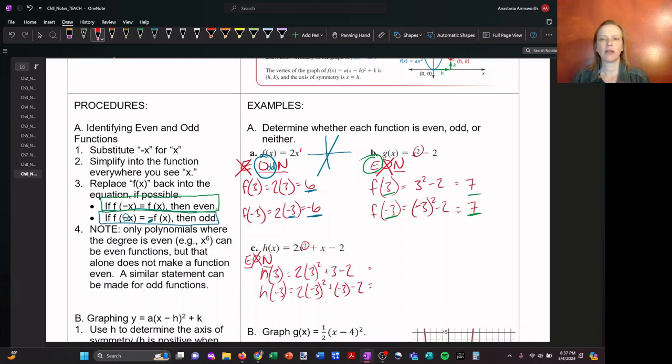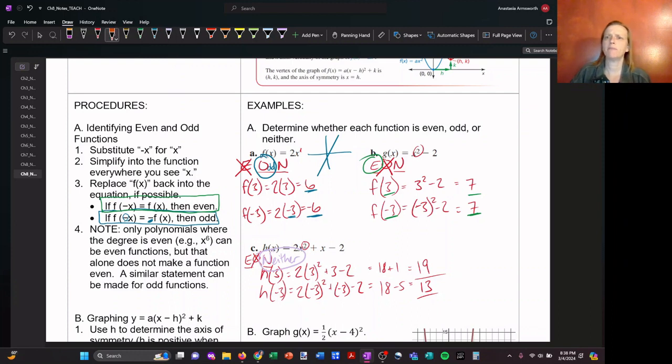So in the first example where I input a positive number, I get 2 times 9 is 18 plus 3 minus 2 is 19. And here I have negative 3 squared is 9 times 2 is 18. But this time I'm subtracting 3, I'm subtracting another 2, so I'm subtracting 5 total. So I'm comparing the number 19 to the number 13. These are totally different, unrelated numbers, and therefore this example is neither even nor odd. This is neither.